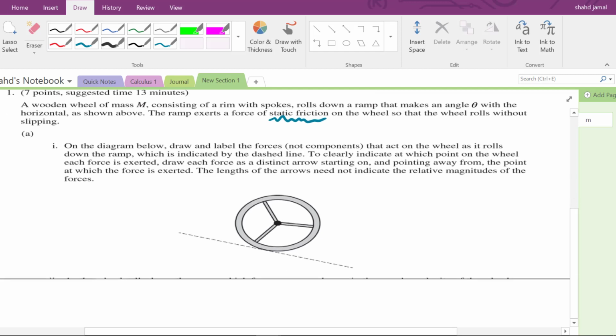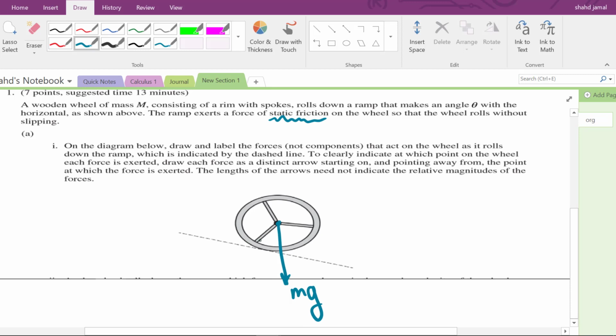So this is your typical free body diagram question, but with a twist because they want you to show which force is exerted from which side. So you need to have a clear understanding of all the forces. Let's start with the easiest force as usual, which is mg. Mg always points downwards, no matter if the ramp is slanted or whatever. And it starts from the center of mass of the object, so from the middle of the wheel.